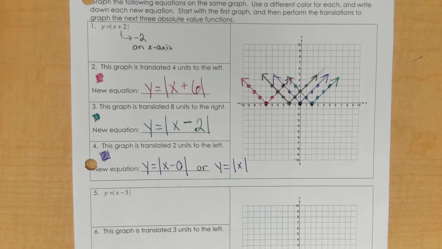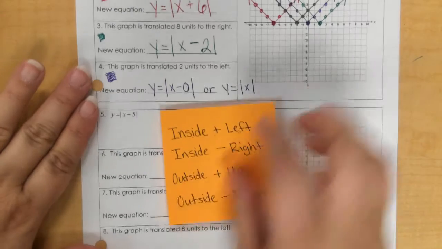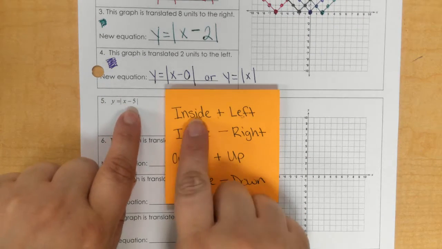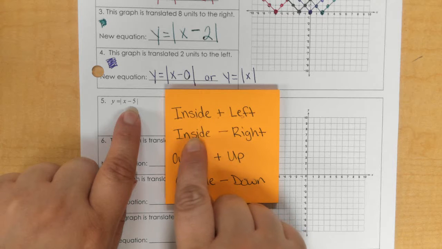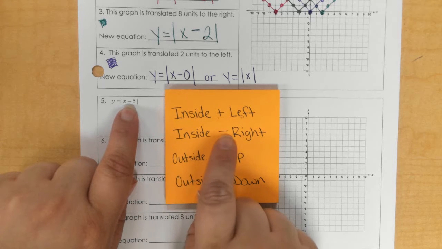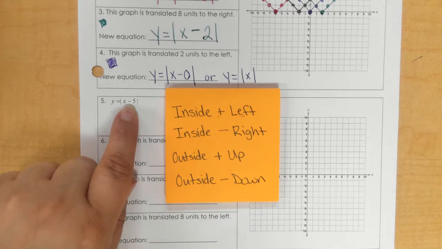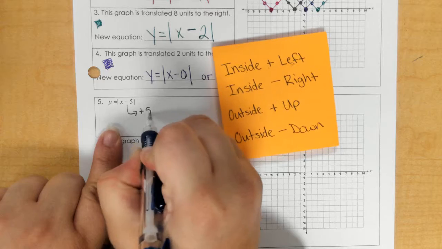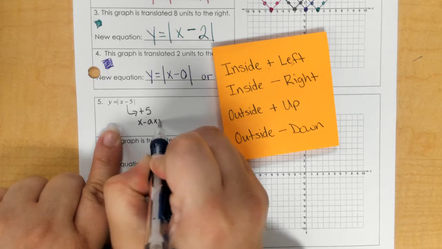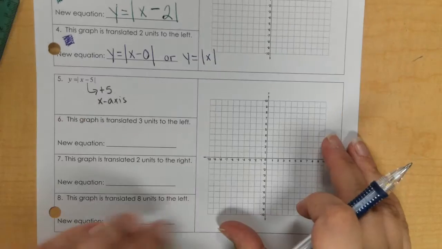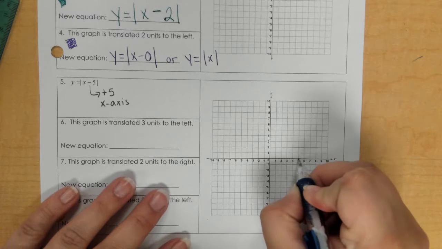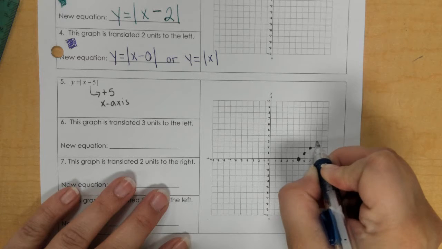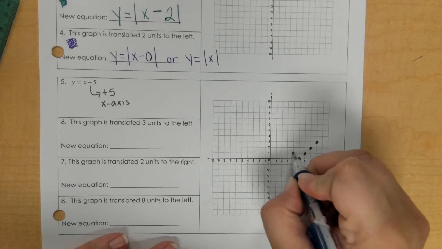So just to get you started on number 5, I look at my chart. I see that the 5 is on the inside of the absolute value, and it has a minus, which means right. So it's the opposite of minus. It's going a positive 5 on the x-axis. So now I'm going to go positive 5, up 1 over 1 3 times, up 1 left 1 3 times.